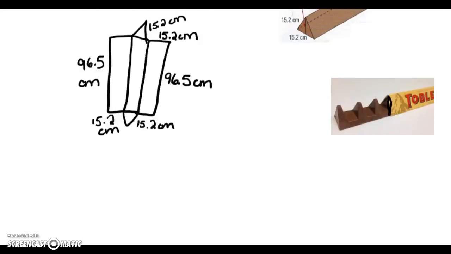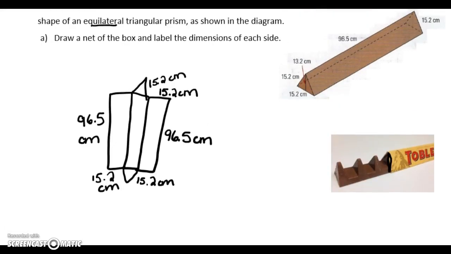So in part B of this question, we need to calculate the surface area of the box. In order to calculate the surface area of the box, this is where our net is going to come in handy. So let's go back up to that net. And what we need to do is calculate the area of each of those faces.